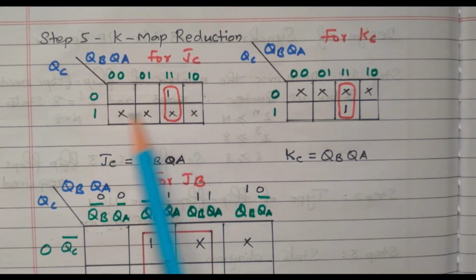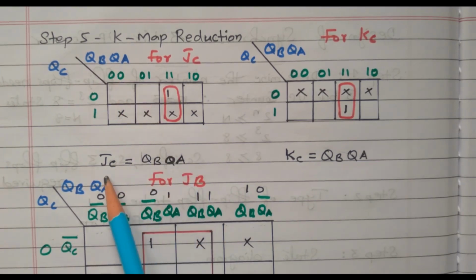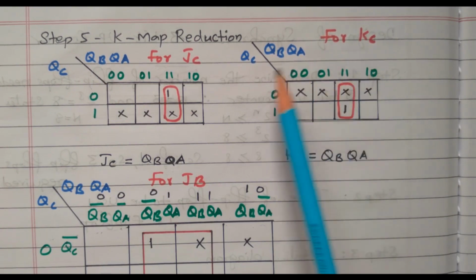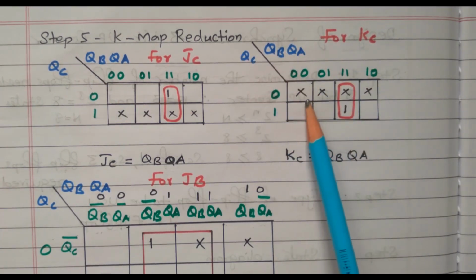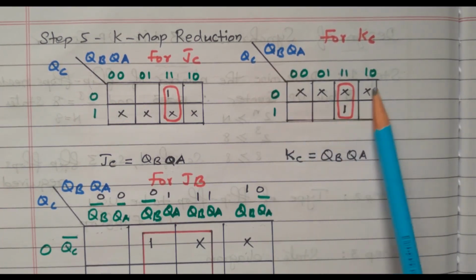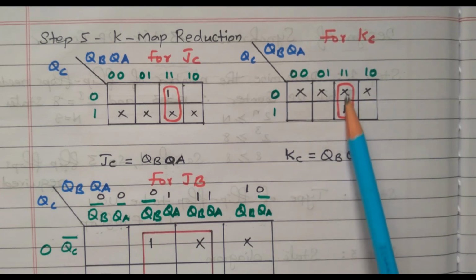So this 0 and 1 is cancelled, only we have 1, 1. 1, 1 means QB, QA. JC equal to QB, QA. Similarly for KC, the input is QC, QB, QA. From the tabular column the markings are given, so we can combine these two.